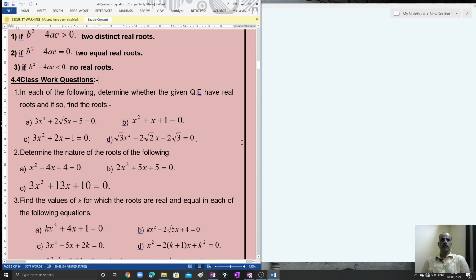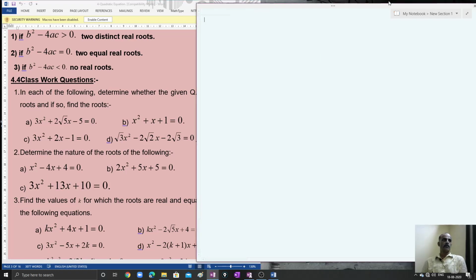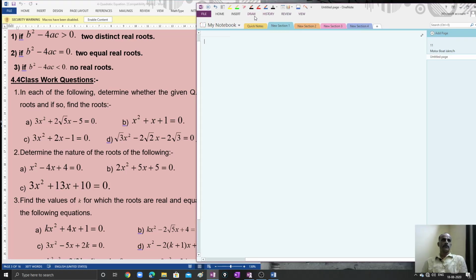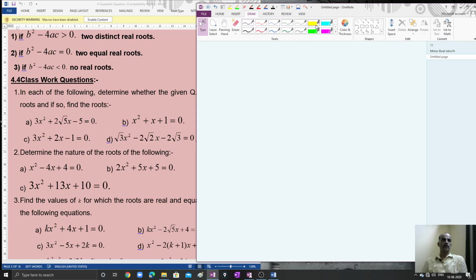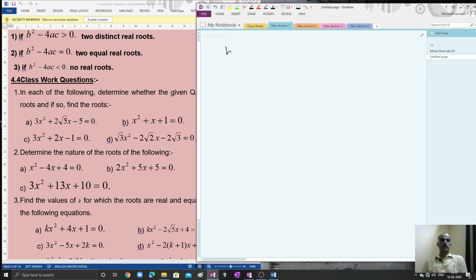What is the condition? What was the condition given? The condition is nothing but that they have real roots. They have real roots when b square minus 4ac is greater than 0. You have real and distinct roots.